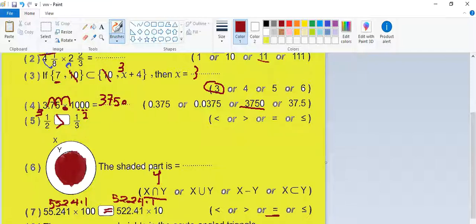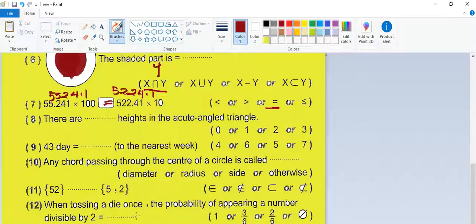After that, the number of heights in an acute angle triangle. How many heights or altitudes in an acute angle triangle? Yes, it will be 3.